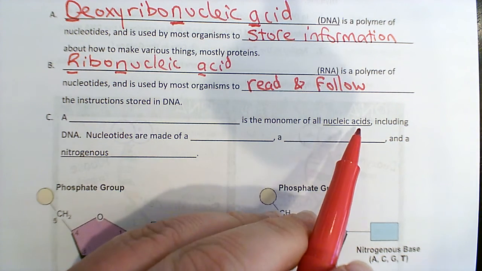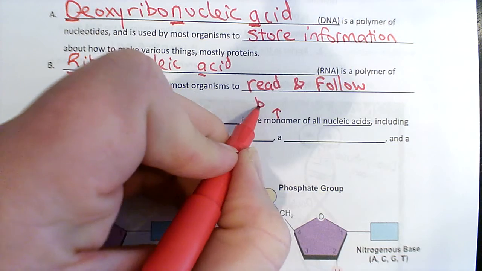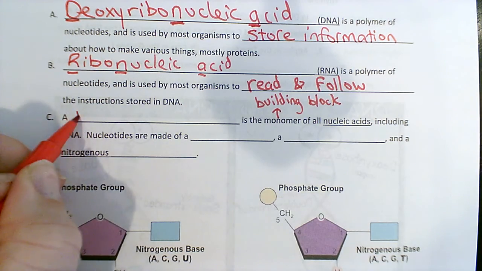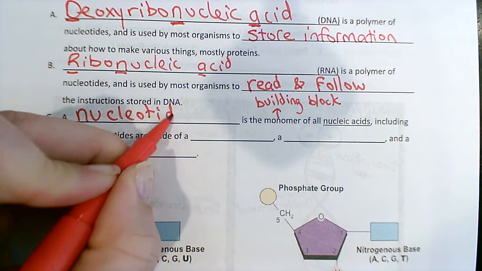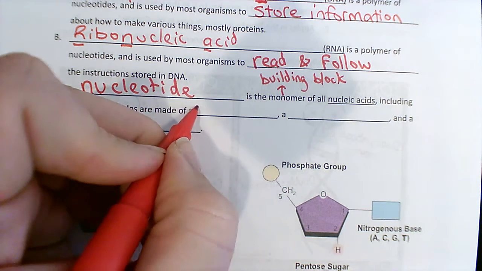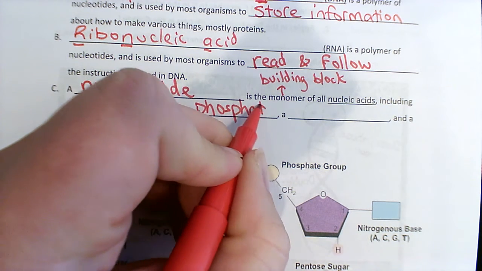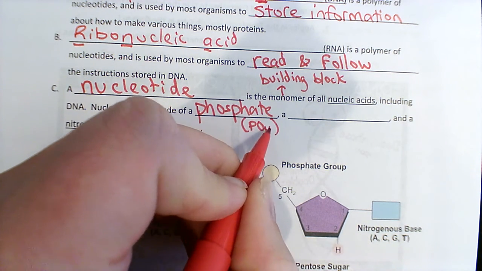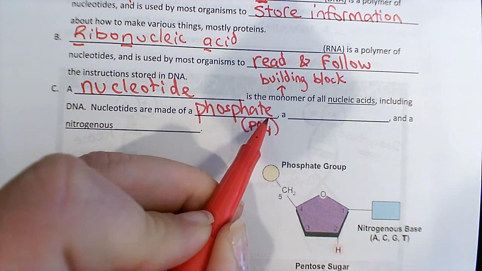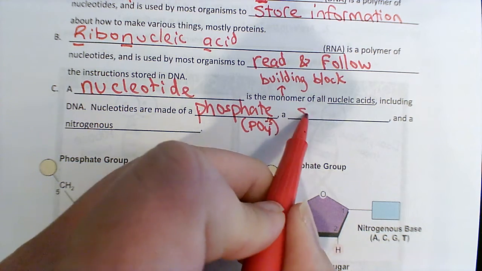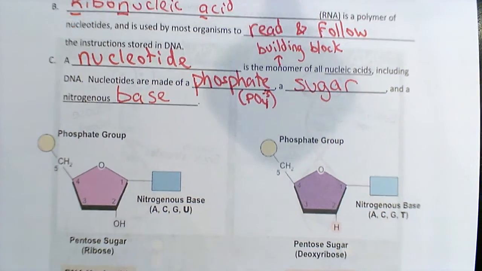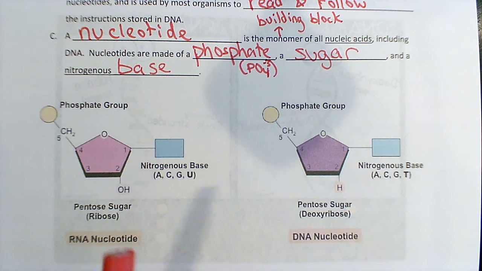And so this is a reminder, the nucleic acid's monomer, which remember just means building block or subunit, is the nucleotide. And every nucleotide is made out of three things. It has a phosphate, which is actually a PO4, which is a negatively 3 charged thing. Don't worry too much about that. A sugar and a nitrogenous base. Okay, so here's an RNA nucleotide and a DNA nucleotide.